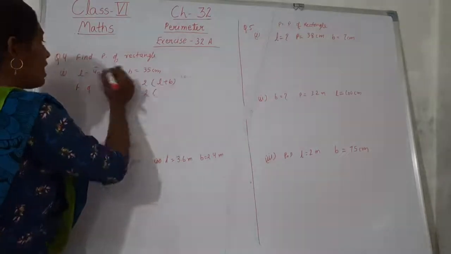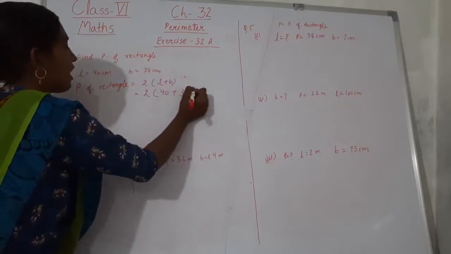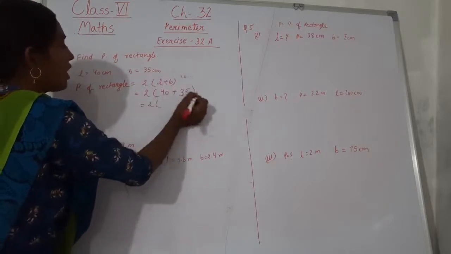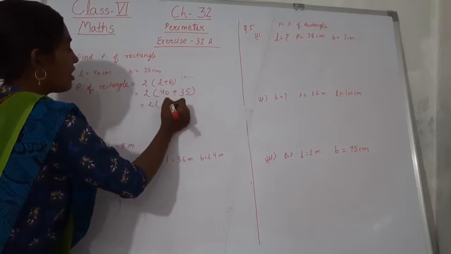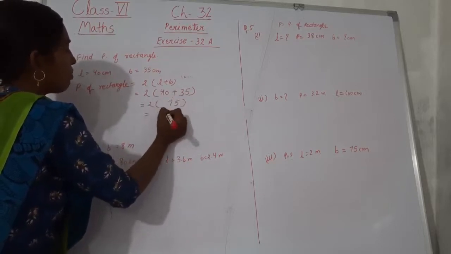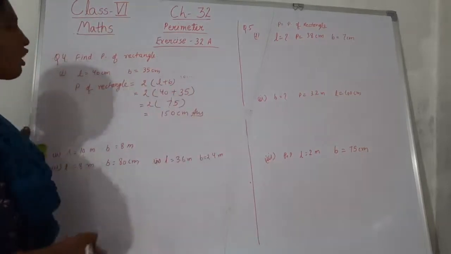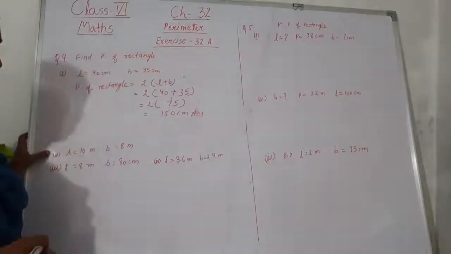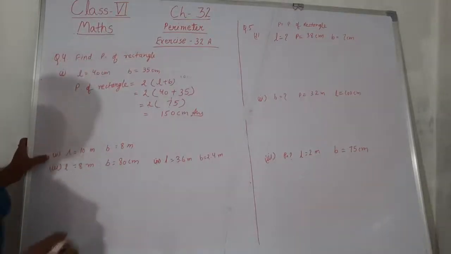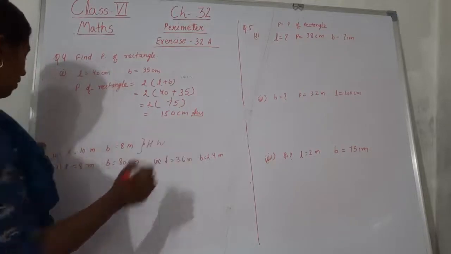2 into length is 40 plus breadth is 35. Do the addition. 5, 4, 3, 7. 2 5s are 10. 2 7s are 14 plus 1 15 and centimeter. This is the perimeter of the rectangle. Similarly, you can find out the perimeter for this second one. This one you try by yourself. This one is your homework.